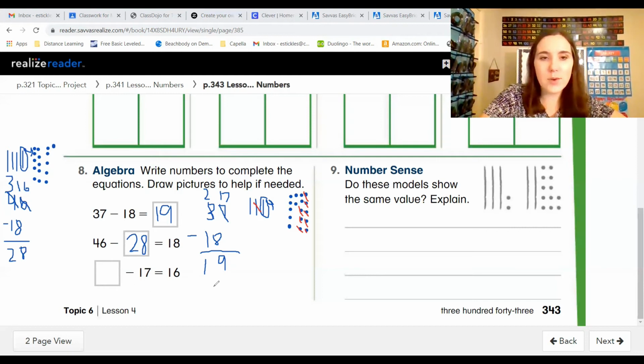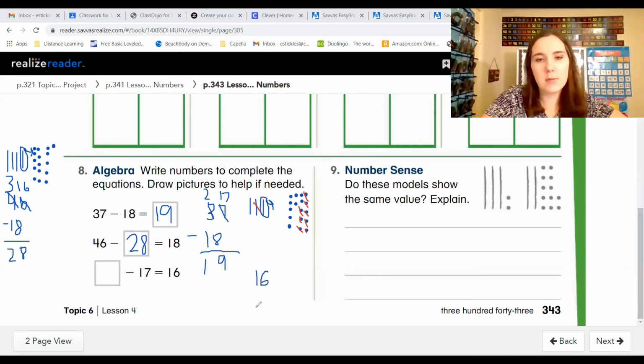We have one more to do, and guess what, you guys? This one is actually going to be an addition problem, so it's going to be pretty quick. We have some bigger number, and then we take away 17, and we're left with only 16. So that means to find what this missing number is, we need to add 16 plus 17. So I'm just going to do that right down here.